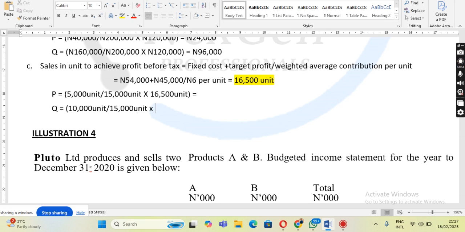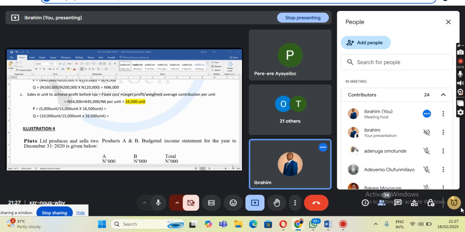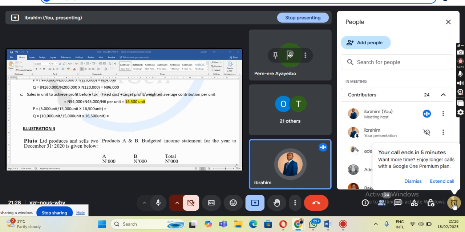Please, if you don't know this formula, in my next class, please don't even bother to join the class. If I ask you about the single product and multiple product formulas and you don't know them, I will just tell you to leave the class. Please, just respect yourself.